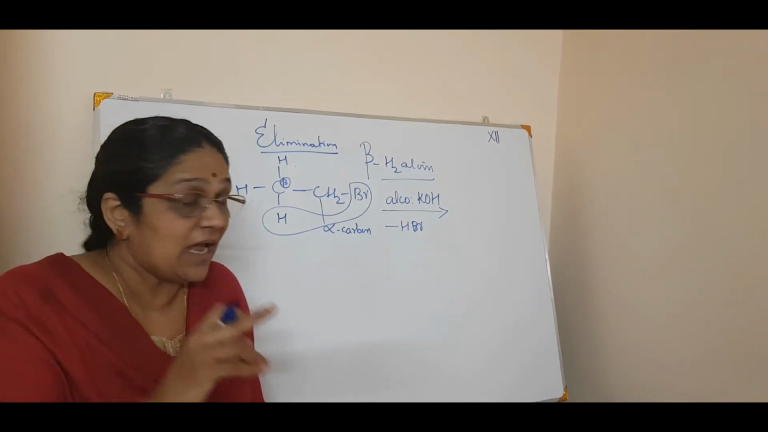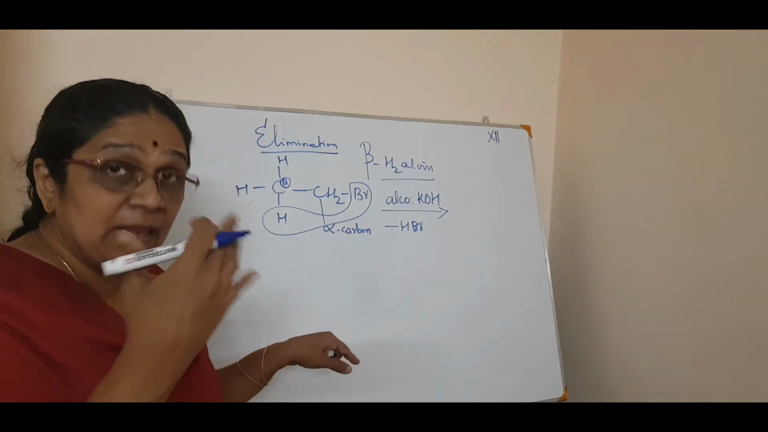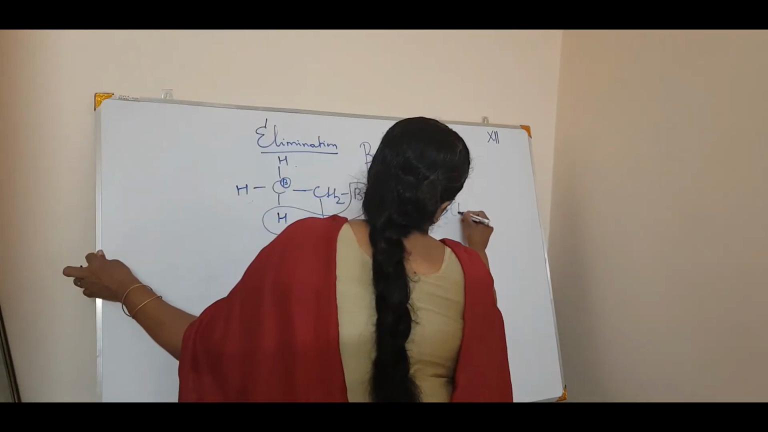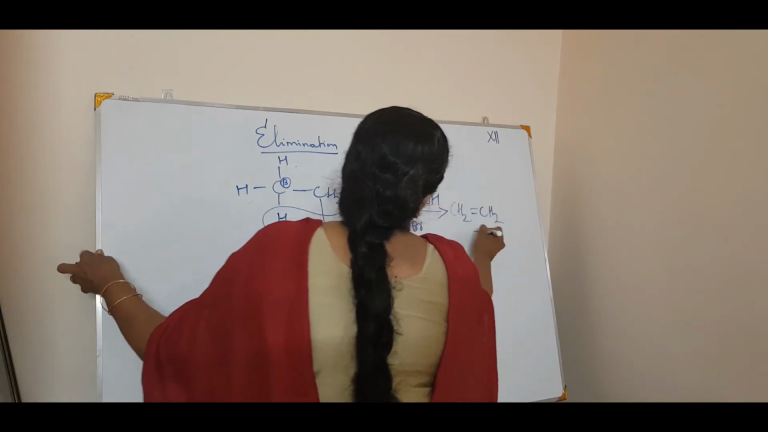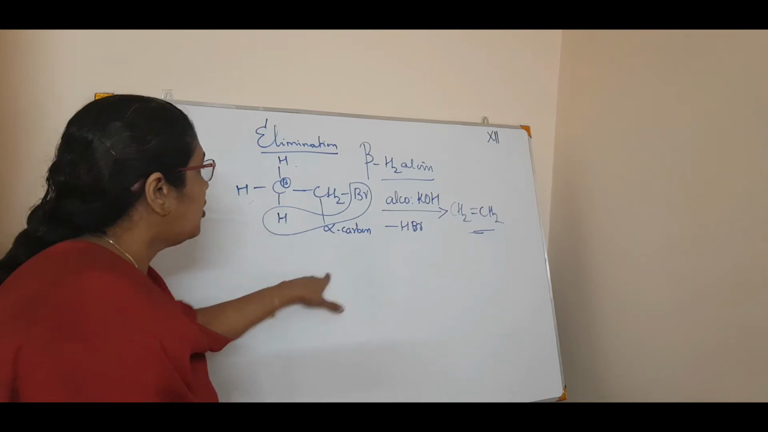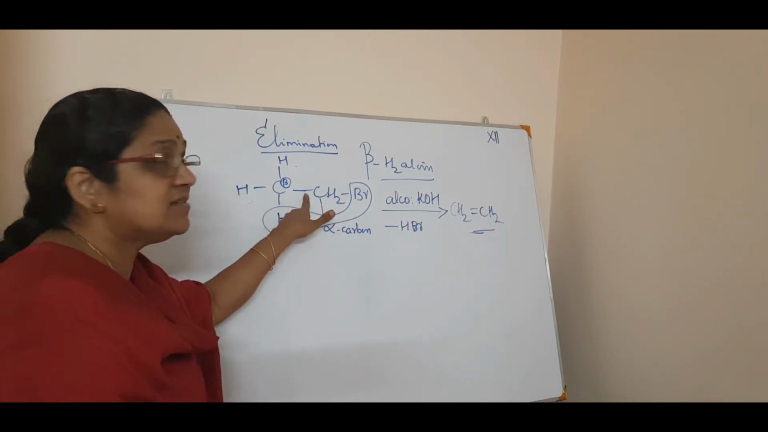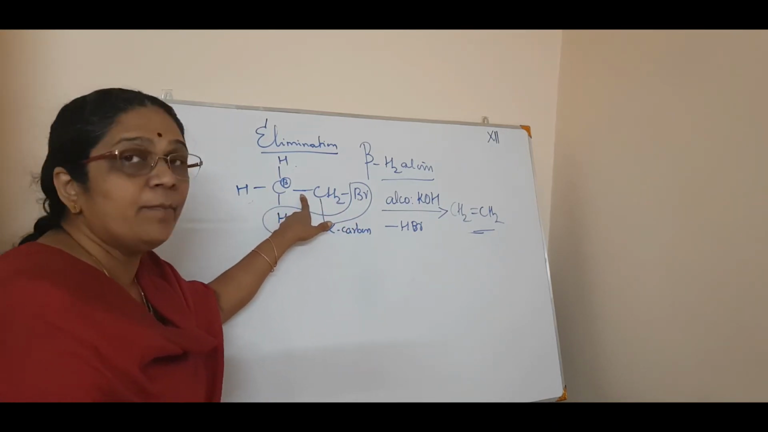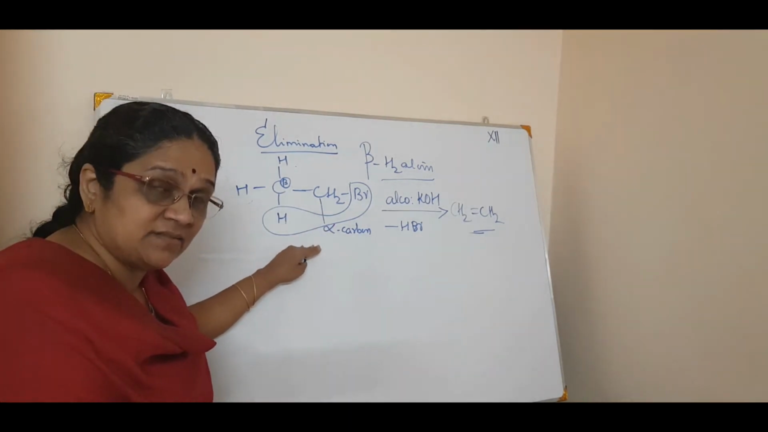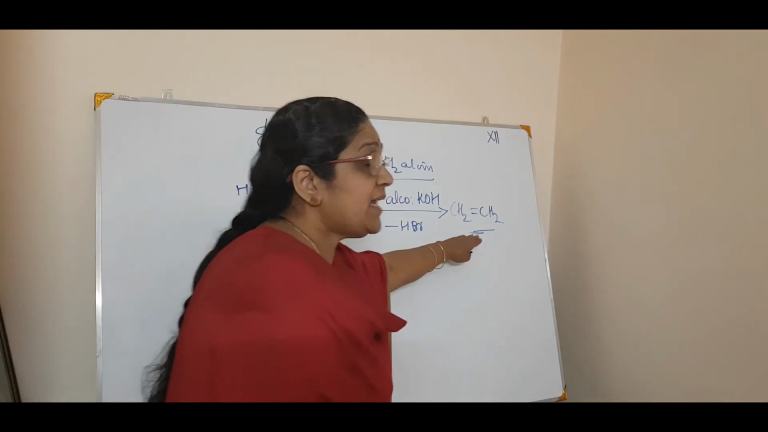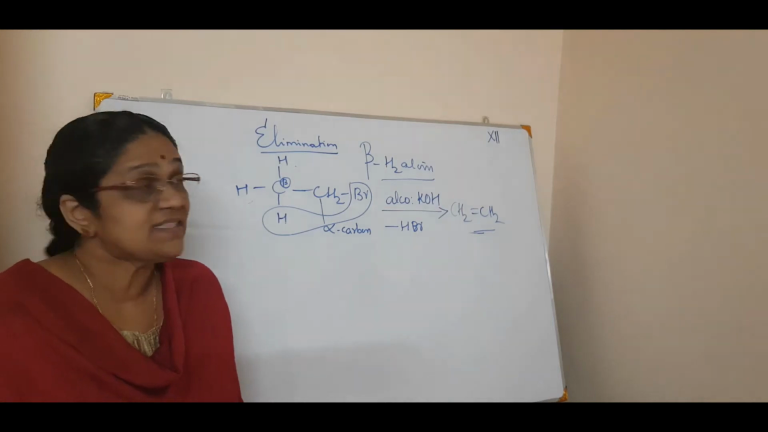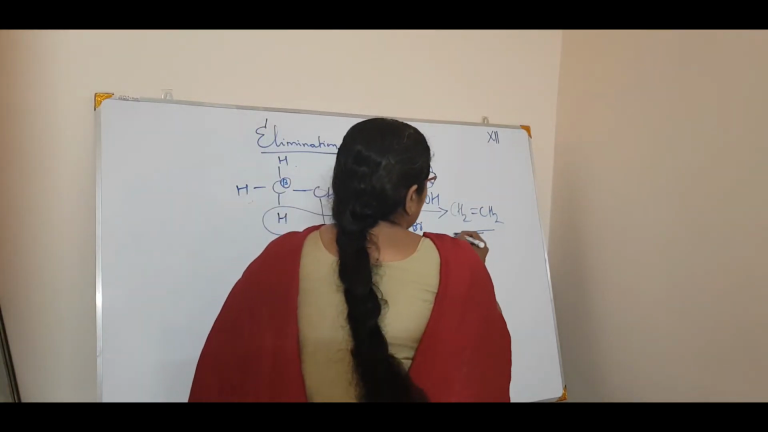That means what will happen? This HBr will get eliminated. Then what is the product? The product will be an alkene. See, a double bond will be formed. That means this bond and this bond will go and the shared pair of electrons will come as a bond here. So, from a saturated compound, you are getting an unsaturated compound. See, an alkene is formed. That is, ethene is formed. What is the product? Ethene is formed.